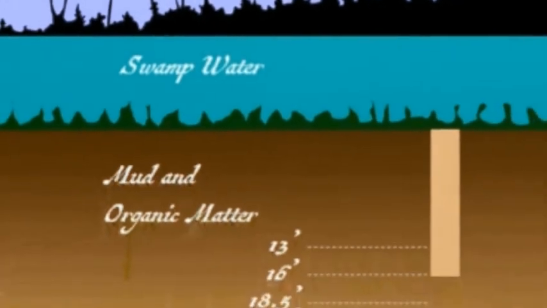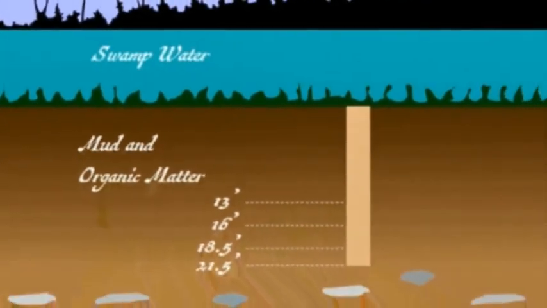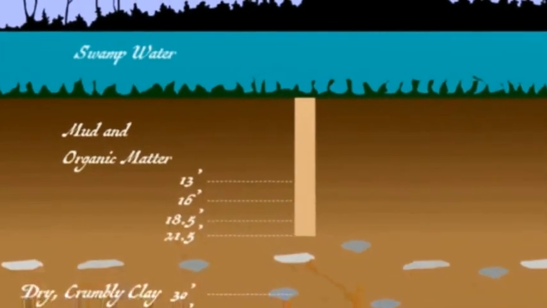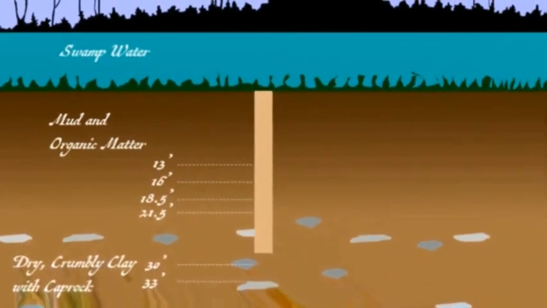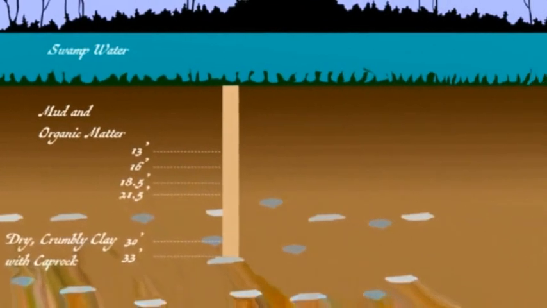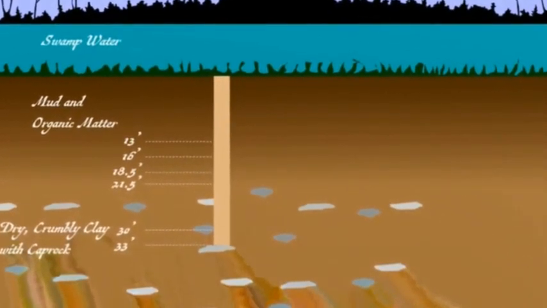A second core sample, taken from 18.5 to 21.5 feet, is composed of dry, crumbly clay. A third sample, taken at a depth of 30 feet, contains more of the same dry clay.